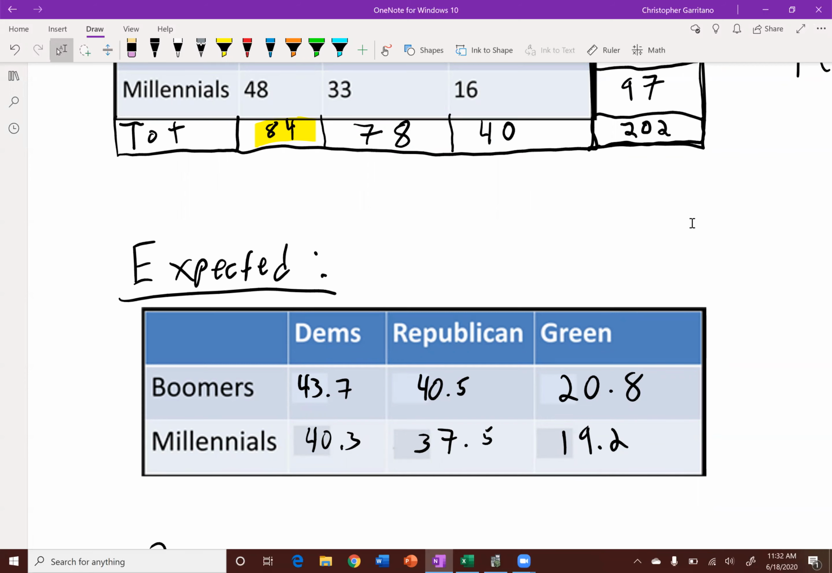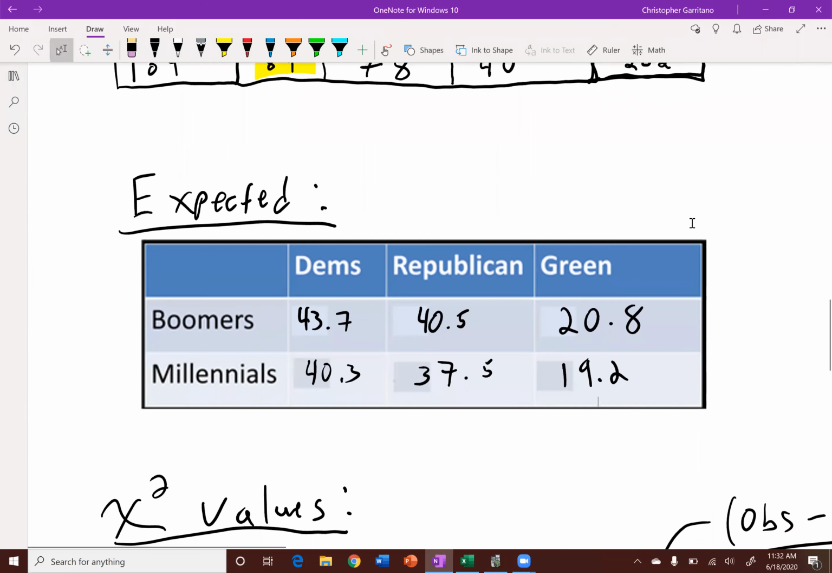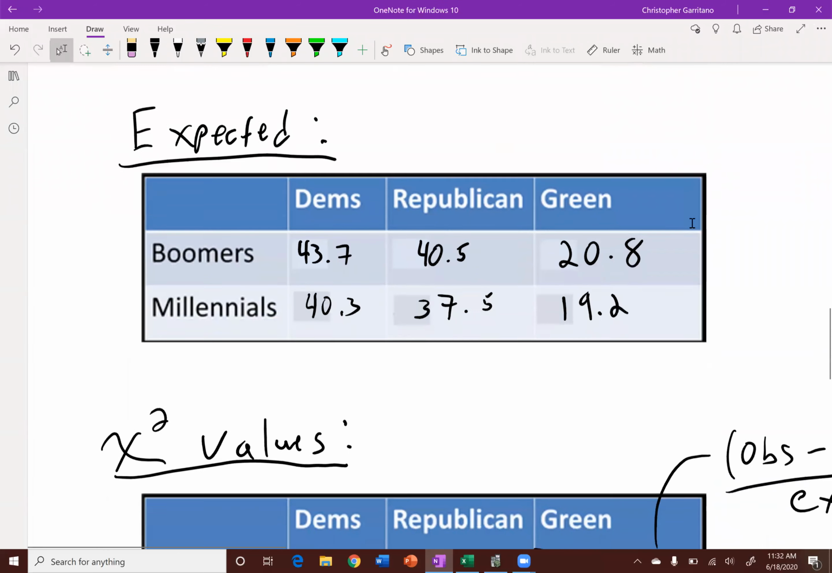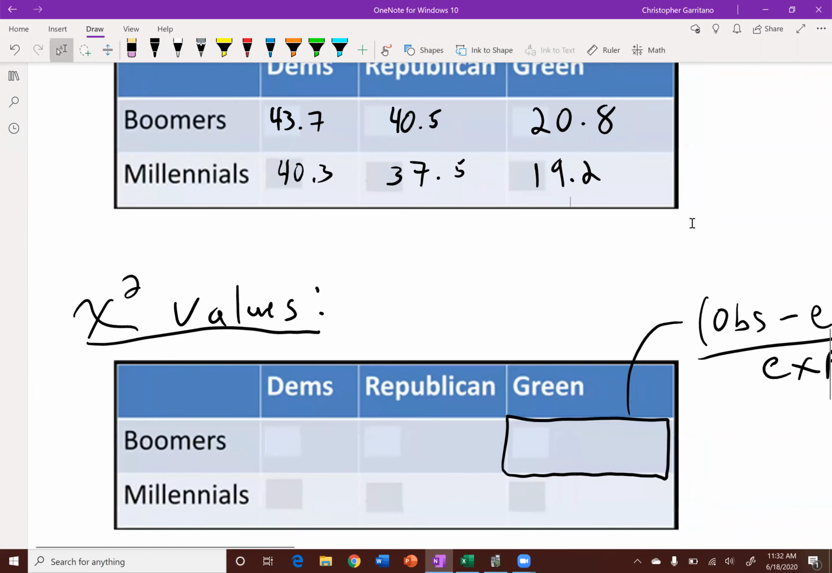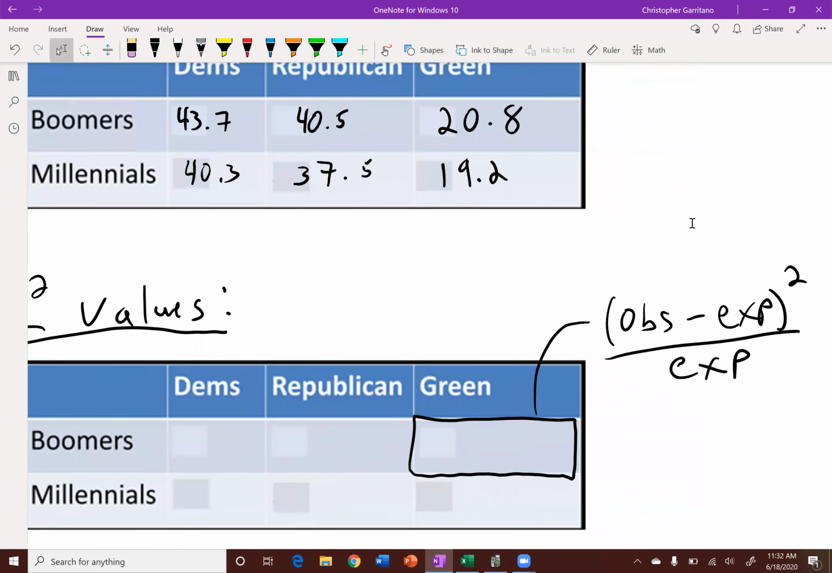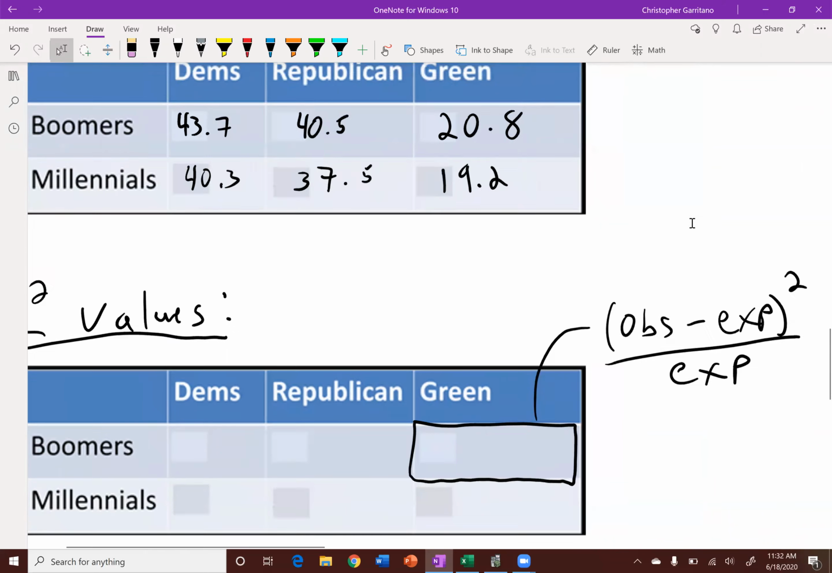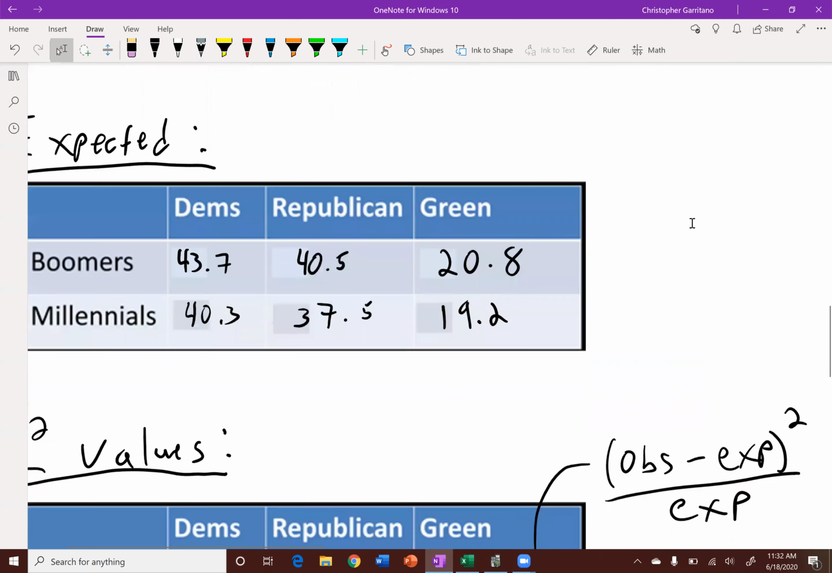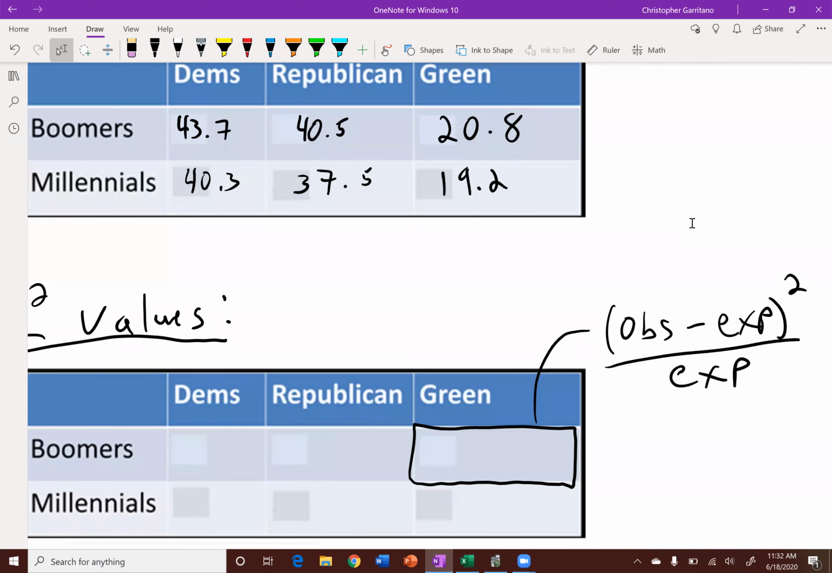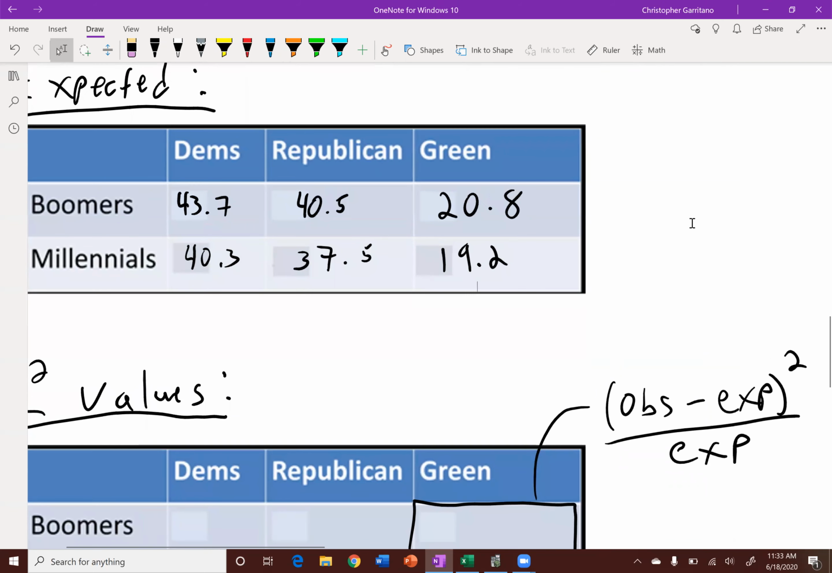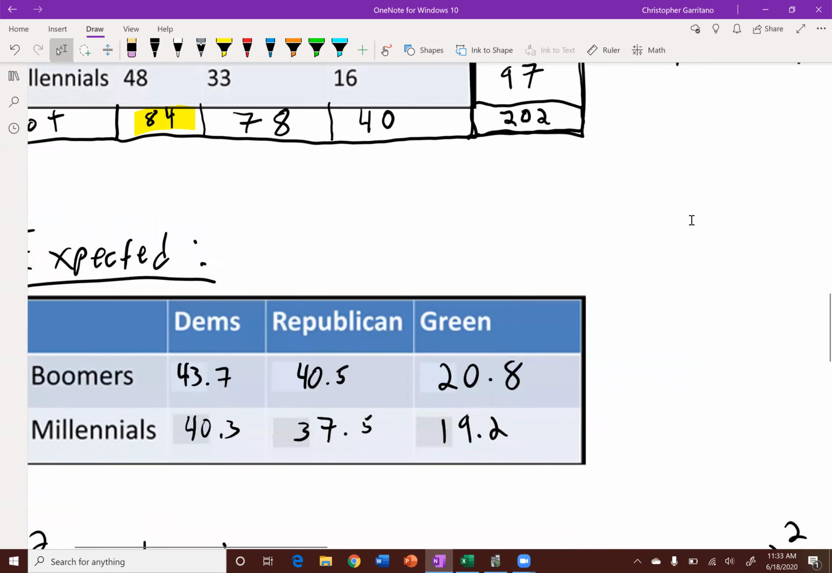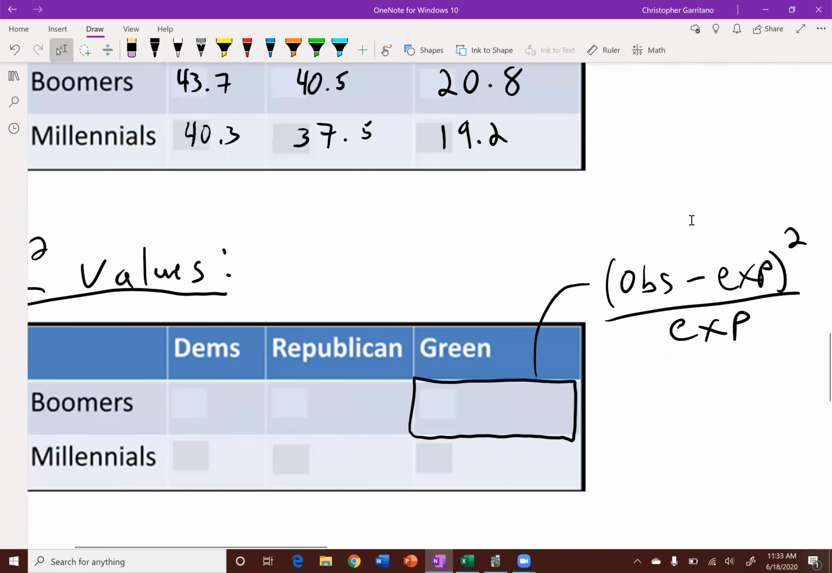Next, we need to calculate the chi-squared values for each. So remember that each one of these cells is going to be the observed value minus the expected value squared, and then we divide by expected. Of course, we square that difference in the numerator because if we didn't do that, and we summed together all of the chi-squared values, we'd just get a sum of 0, which wouldn't tell us anything.